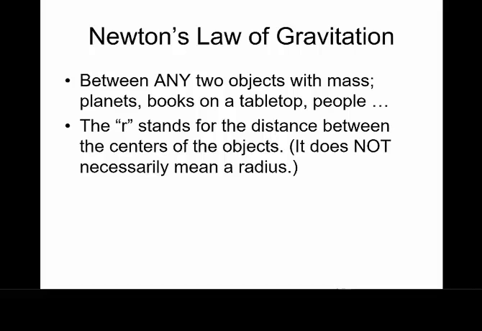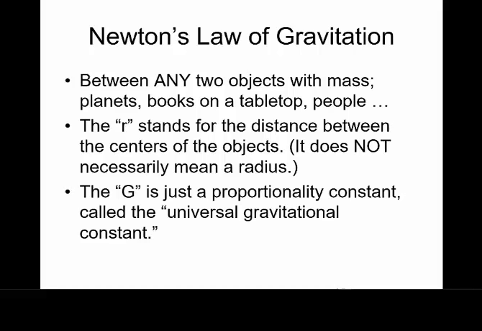You have to have one of the objects or the other or both be extremely massive for gravity to be an appreciably large force. The R in here stands for the distance between the centers of the objects, and it isn't necessarily a radius. If you're talking about two people, they're not usually round, but there would be a gravitational force between them. And the G is a proportionality constant. I'll try to write it here.